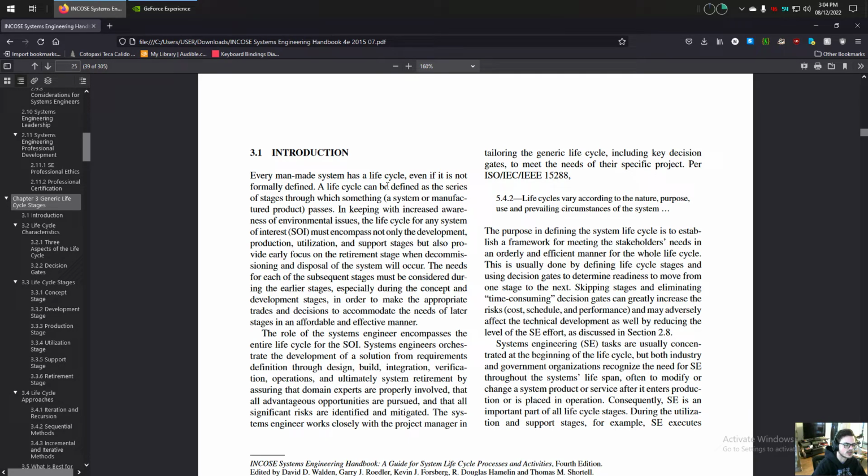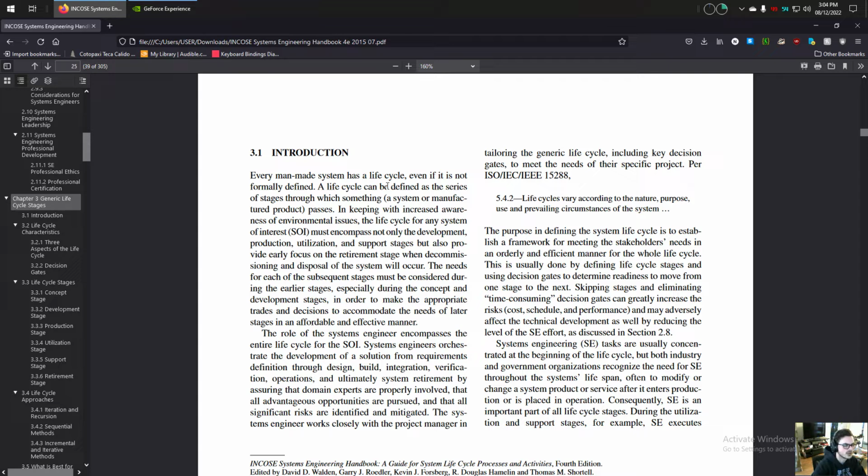The needs for each of the subsequent stages must be considered during the earlier stages, especially during the concept and development stages, in order to make the appropriate trades and decisions to accommodate the needs of later stages in an affordable and effective manner.